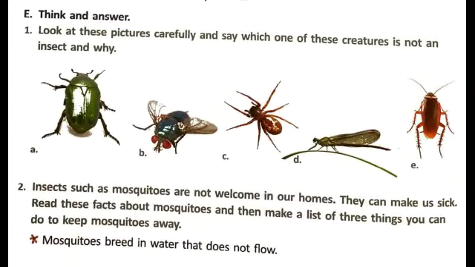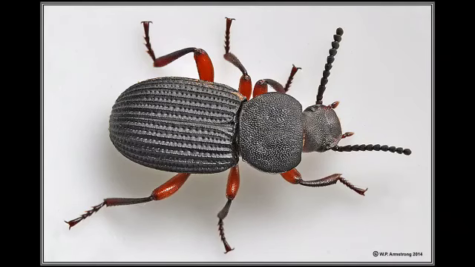So let's look at the first picture. This one is a beetle. Look carefully at the picture. Count the number of the legs and look at the body. The first picture of a beetle has 6 legs and the body also has 3 sections. So this one is an insect.